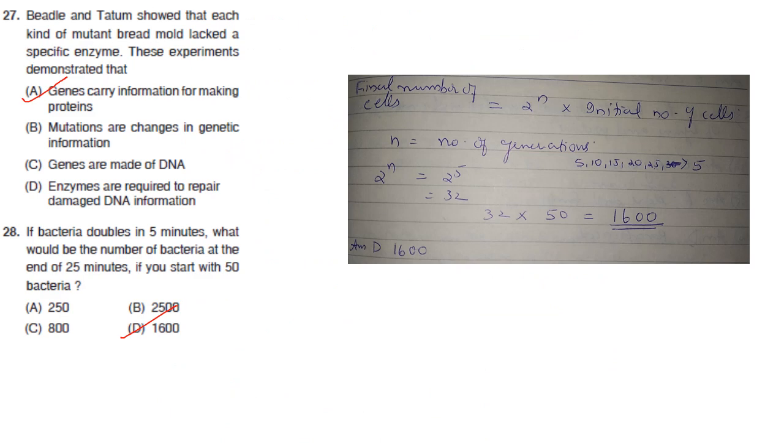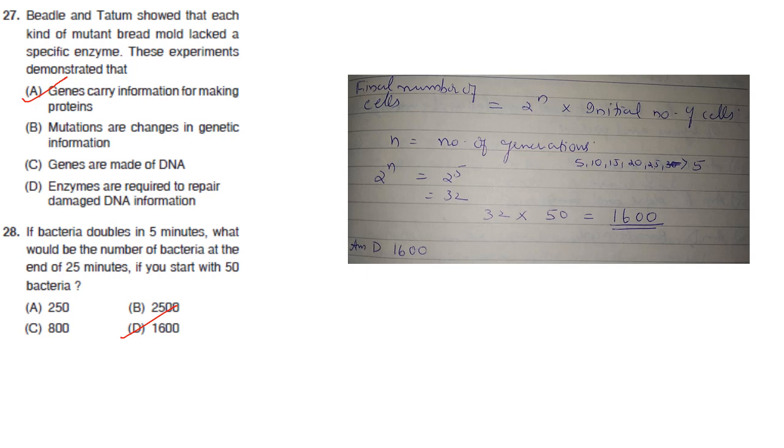Then Beadle and Tatum showed that each kind of mutant bread mold lacked a specific enzyme. These experiments demonstrate that genes carry information for making proteins. Answer is option A. Then next one.